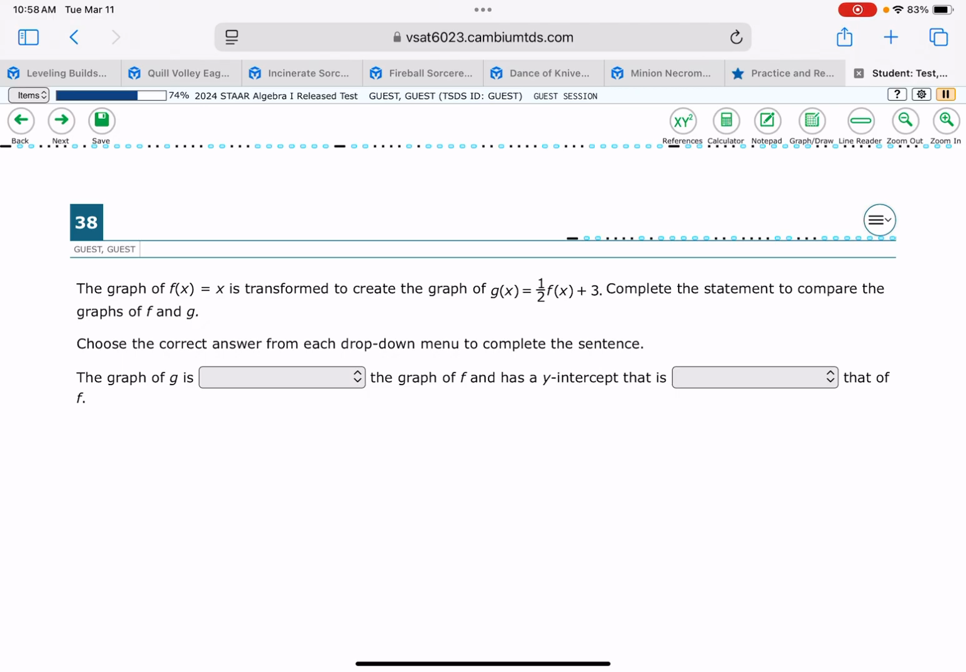It's a transformation function. It says transform to create the graph of G. So we're going from a slope of 1 to a slope of 1/2, so that means the graph of G is going to be less steep. Do be careful with the wording. Sometimes they'll say the graph of F in relation to G of X, so they basically want to talk about what the previous function looked like. Make sure you think about what they're asking you. And as for the y-intercept, it is going to be higher because the original y-intercept is at 0. So on your answer choices, it is not the same. It is greater than.